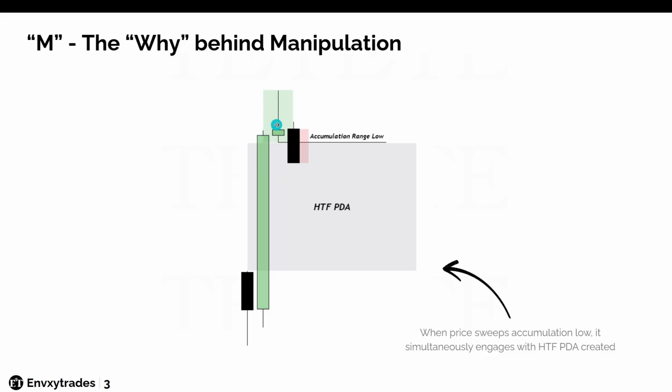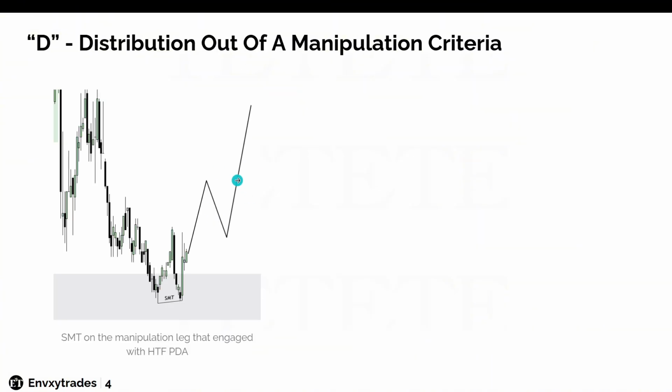So we had this 5-minute accumulation. The next hourly candle opens up and we sweep out that accumulation range low, but we also tap into that higher time frame PD array. Now we can talk about the 2 steps needed in order for the distribution to actually occur.